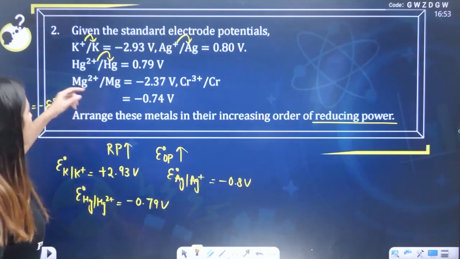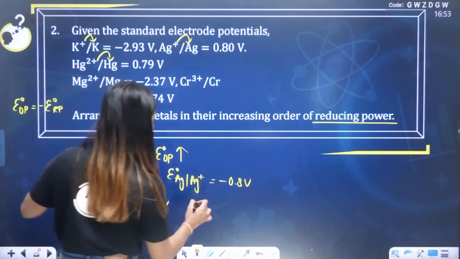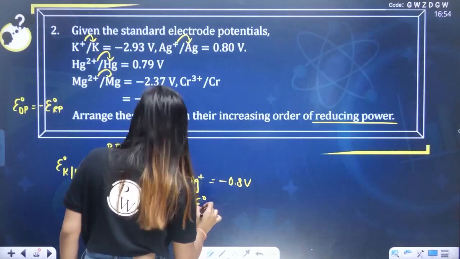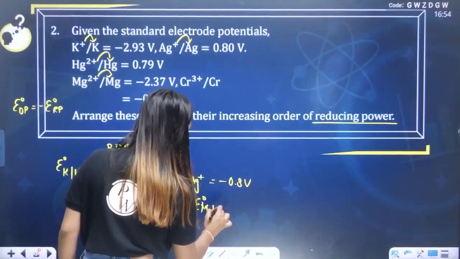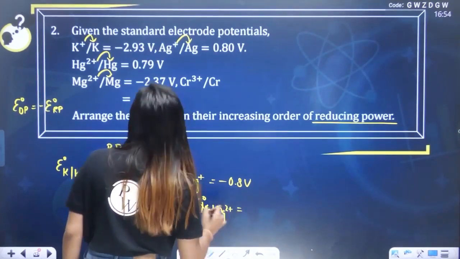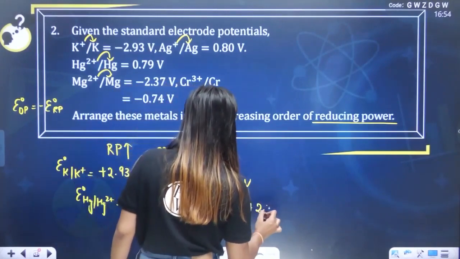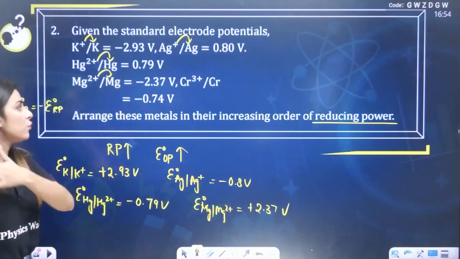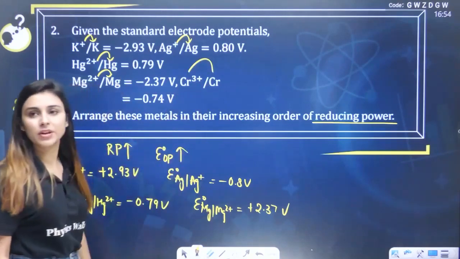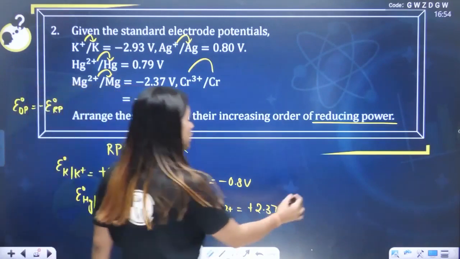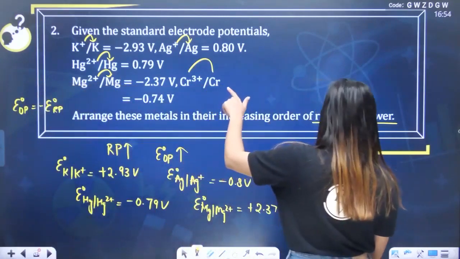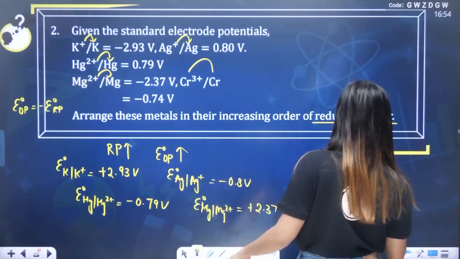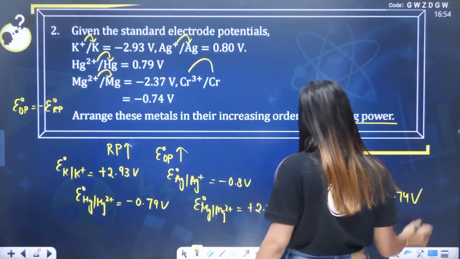Okay, let's talk about this particular part. You have E0 of, again, reduction potential. You need the oxidation potential. So this would be Mg to Mg2 plus, and this value would be plus 2.37 volt. Again, my dear students, what is this? This is again reduction potential. You need the oxidation potential. So E0 of chromium to chromium 3 plus will be equal to plus 0.74 volt.